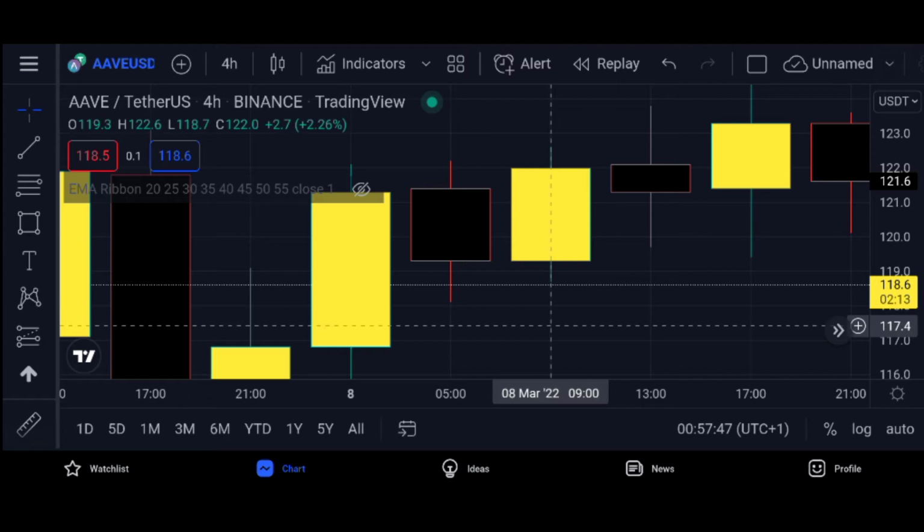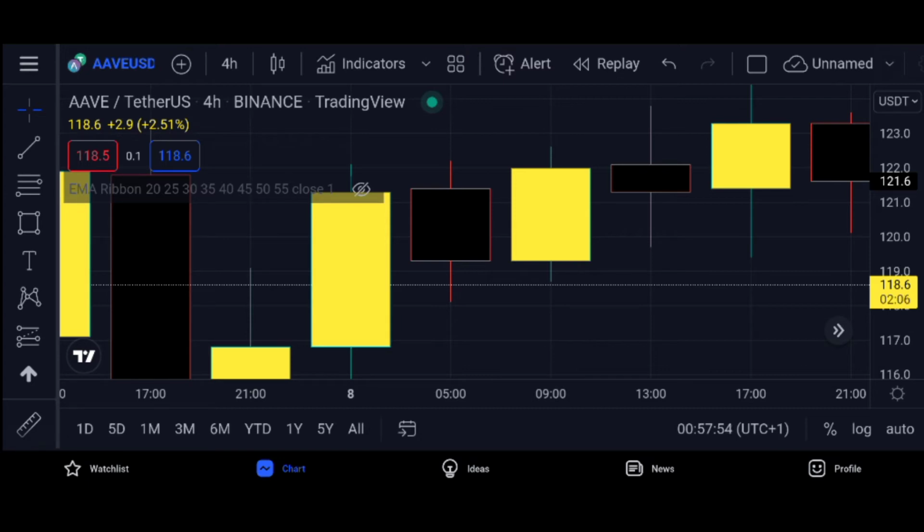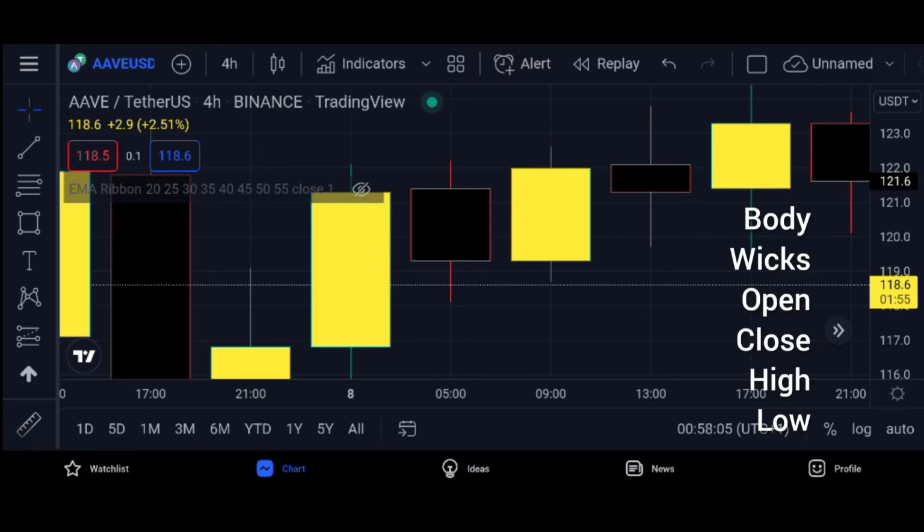So let's quickly break these candlesticks down a bit. Now let's start with our bullish candlestick. There are 6 major things I want you to know on a candlestick. We have the body, we have the wicks, we have the opening price, the closing price, the highest price, and the lowest price. Now I'm going to show you.